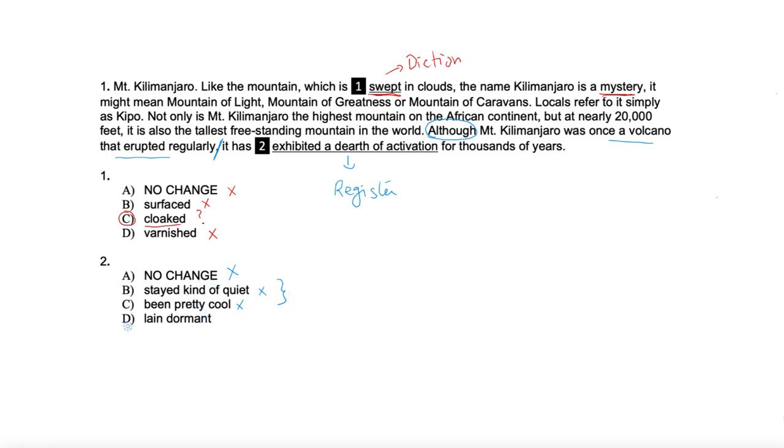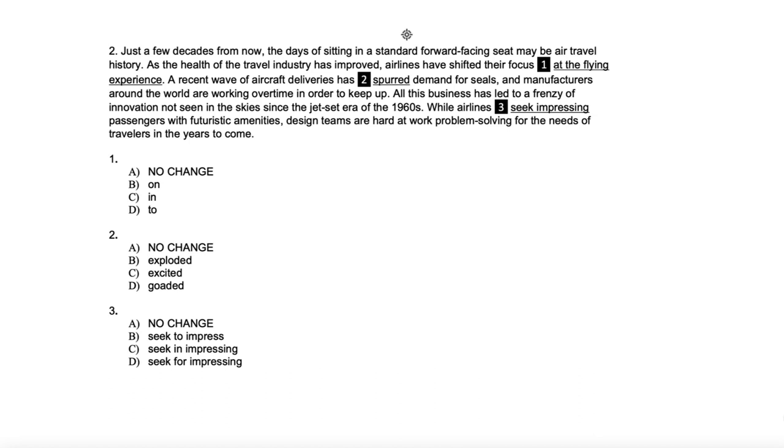Lain dormant. It has lain dormant for thousands of years. This phrase is used for volcanoes. So if you are an avid reader, you will immediately identify that this is our option choice. This is our answer. Let's try another example.